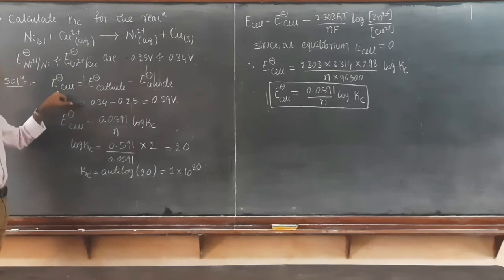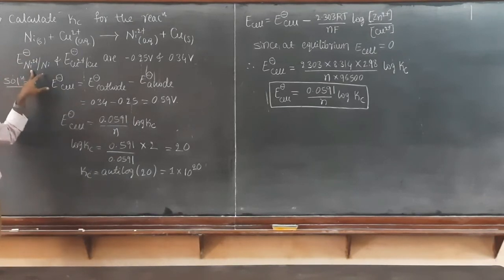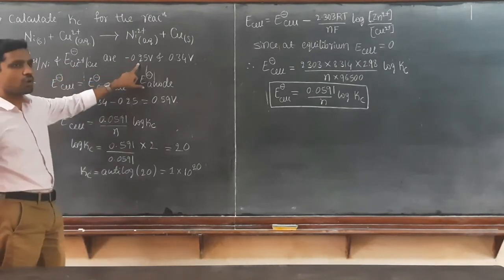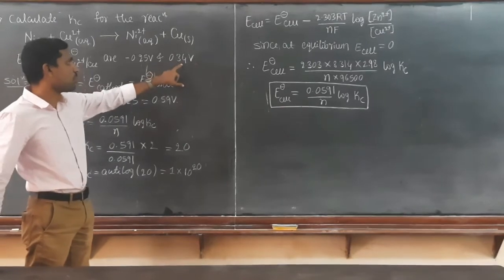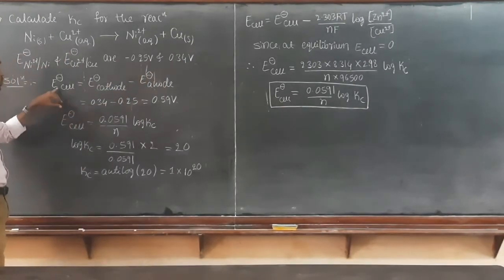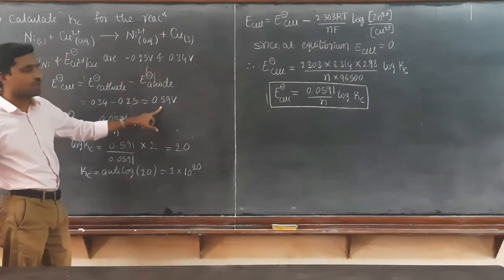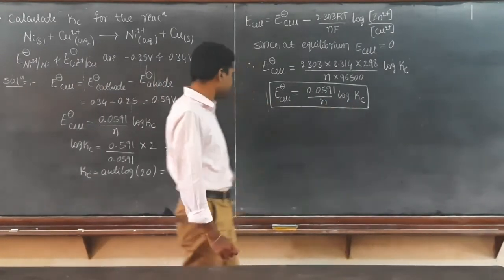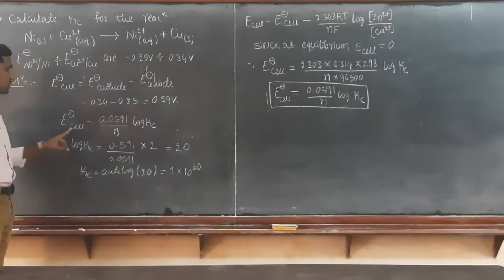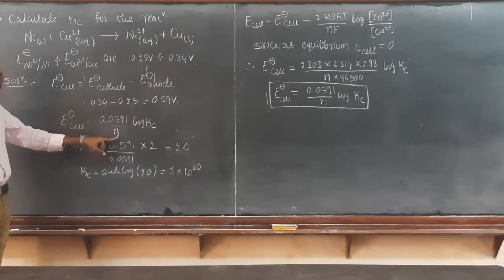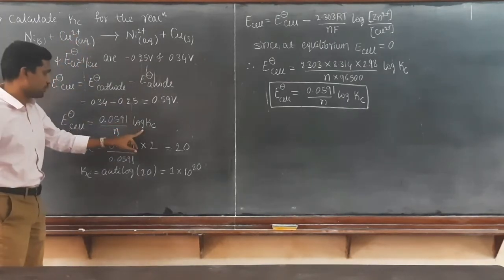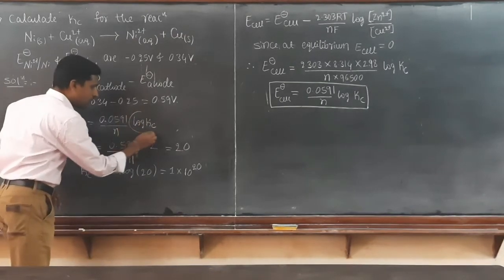First you have to calculate the EMF of the cell, because the standard electrode potential of nickel as well as copper is given: for nickel it is minus 0.25 volt, and for copper it is 0.34 volt. Once you know the E naught of the cell, that becomes 0.59 volt. Already you know the relationship between the EMF of a cell and the equilibrium constant. So the standard electrode potential of the cell is 0.0591 by n, where n is equal to 2 in this case, there are 2 electrons involved in this reaction, log Kc.